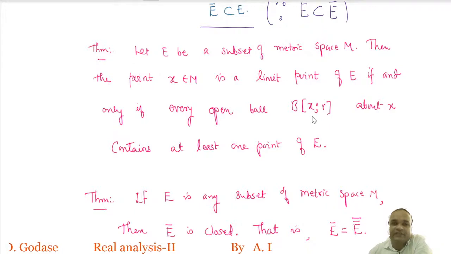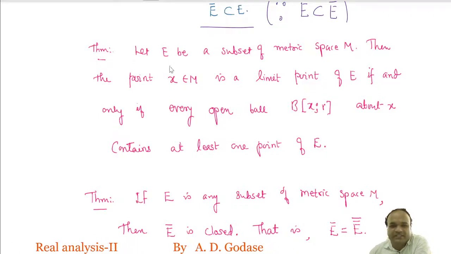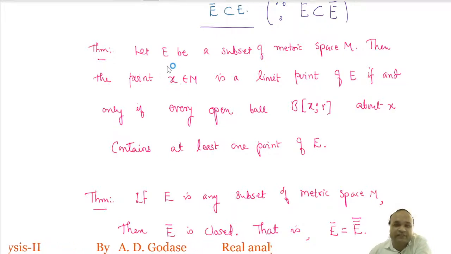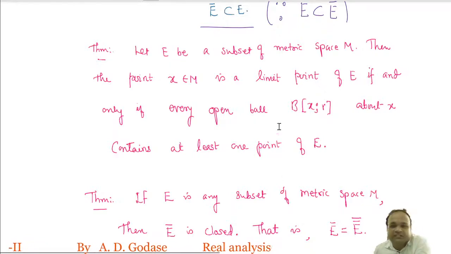So say x is a limit point of E. It means that if we draw any open ball about this point x, it should contain at least one point of this set E. So this is another definition of a limit point of a set.